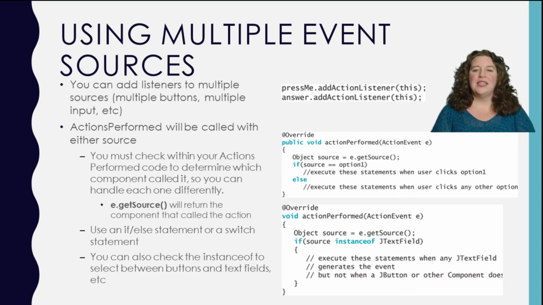You can also use instanceof, and we talked about that a little bit with our classes, with our business loan or our personal loan. You can use instanceof to check, is this an instance of a text field? Is it an instance of a JButton? What is the class type of our source? And maybe use that to determine how you want to handle that event. So when you have multiple event sources, you can add the action listener, and they both use this because we're writing that action performed method in this class. Okay, so those are our multiple event sources.